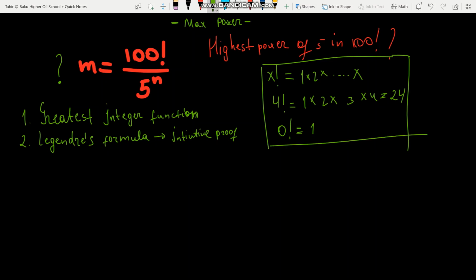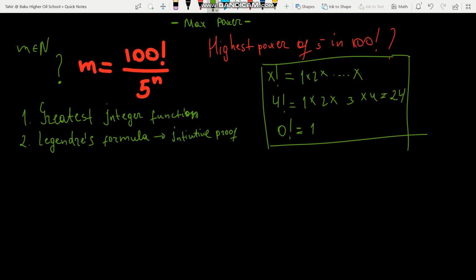And the problem asks: what is the highest power of 5 in 100 factorial? Or in other words, m is a natural number. What is the maximum power of 5 here in order to satisfy this equation? And to solve this problem, we need some tools.